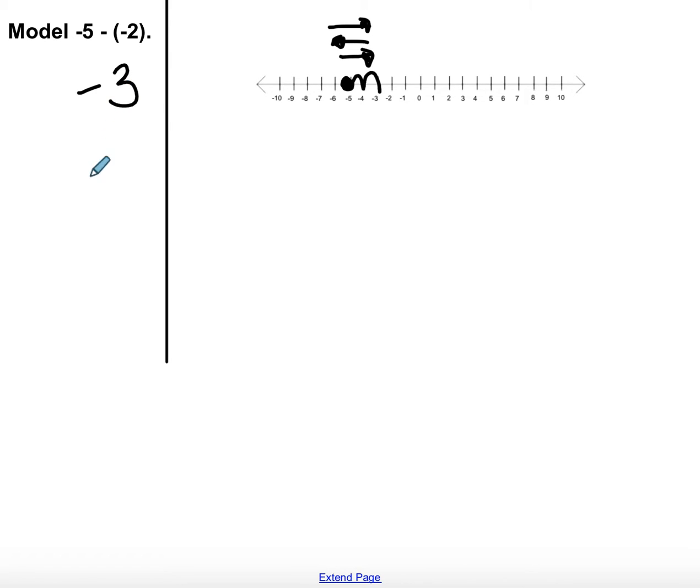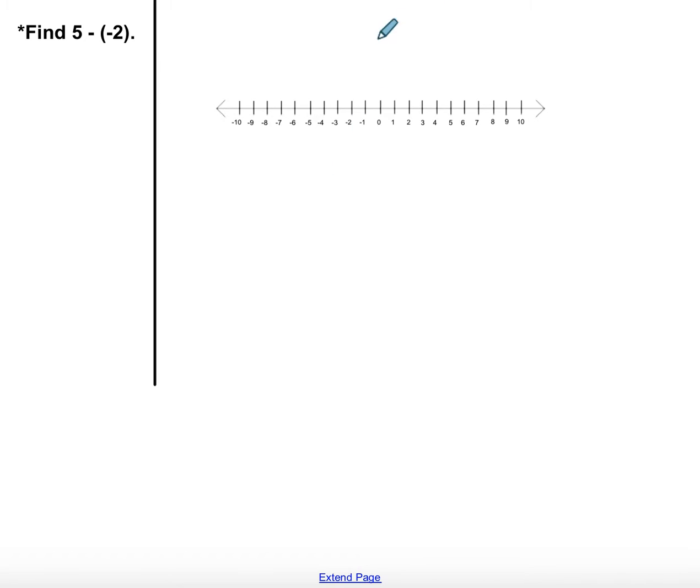Interesting. Let's try another one. So we start at 5. I always start at the higher numbers. I see a negative sign, I turn around. I see another negative sign, so I have to turn back around, and I go 2 spots, 1, 2. 5 minus a -2 got me a bigger number of 7.